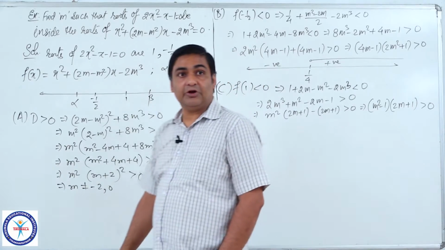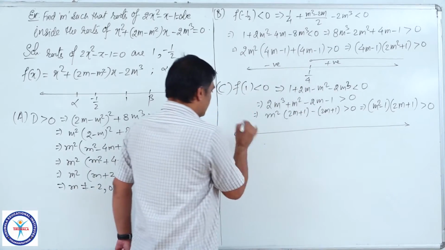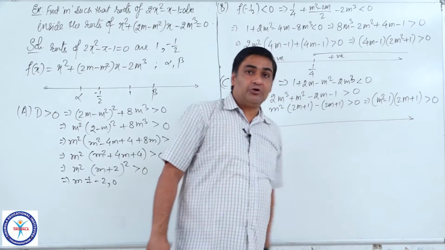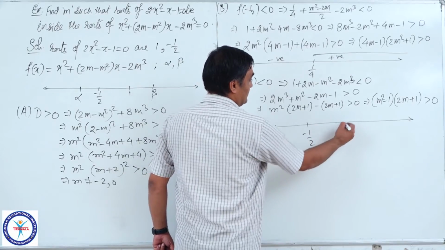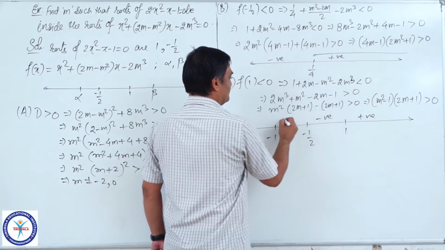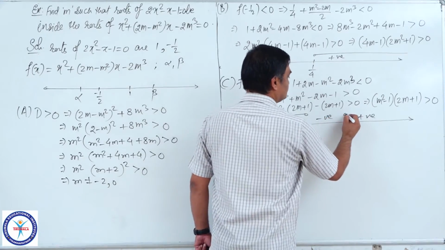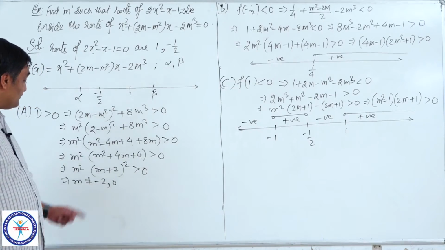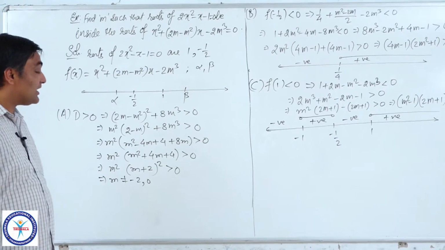Greater than 0. Now, what are the roots? 1 and minus 1 from here, minus 1 by 2 from here, minus 1 by 2, 1. All are single time. Now, for our final answer, we have to write the common region for all this. Okay?